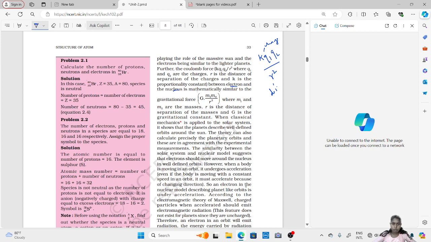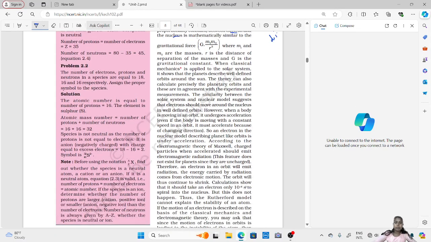So this is the gravitational force, where m1 and m2 are the masses, r is the distance of separation of the masses, and G is the gravitational constant. This formula resembles the previous one, where in place of mass we have charge.